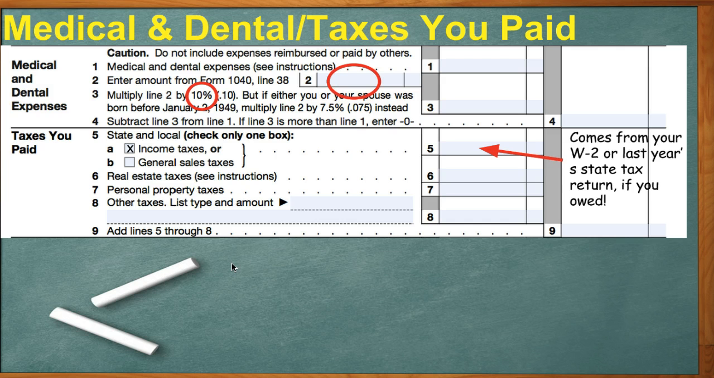You can find this on your W-2, or if you filed a state tax return last year and you owed, then you can also deduct what you owed in this year because you paid it in this year. Next, we have our real estate taxes.